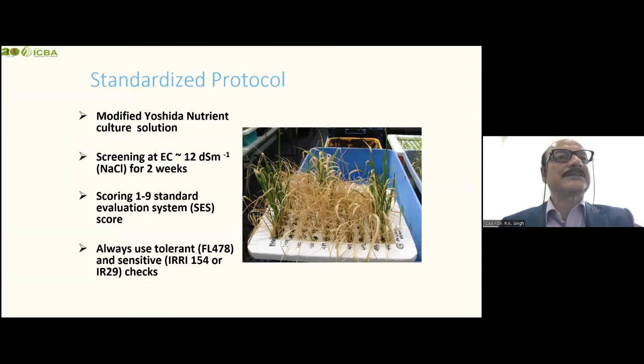You can see in this slide, FL478, which is a tolerant check, is surviving. The others are dead. And the 494 genotype is also surviving, which means it is a good one. This is a standardized protocol using the modified Yoshida nutrient solution culture, with desiccation for 2 weeks, and it is scored on the 1 to 9 scale of the Standard Evaluation System. You have to use both the tolerant check and the sensitive check.